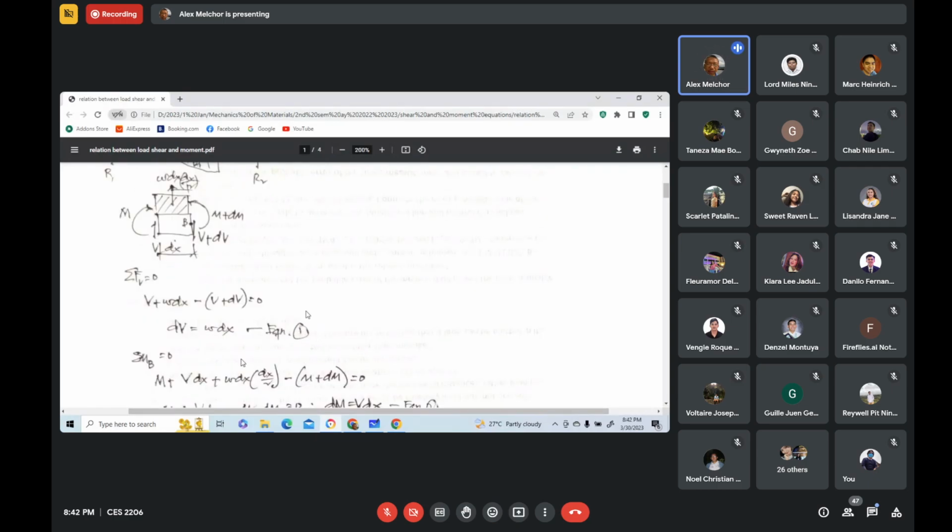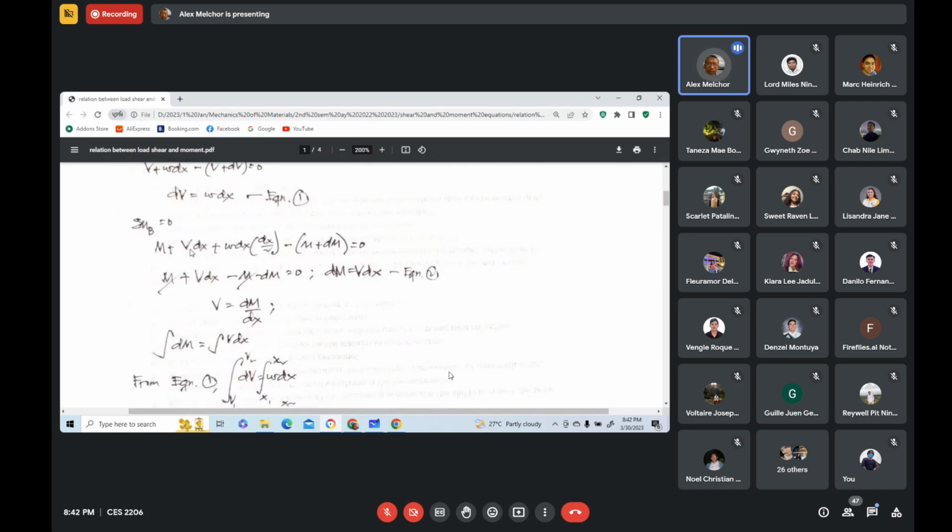Now the other static equation is summing up moments about B equals 0. Considering clockwise positive, we have M, and then the moment of this force about point B, which is also clockwise, so V times dx. And then also the moment of this force about this point, we have w dx times the moment arm dx over 2. Then minus this moment M plus dM equal to 0.